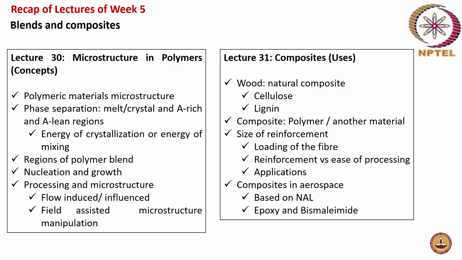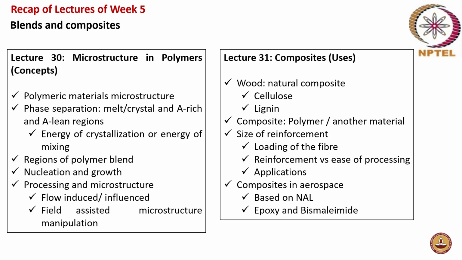And then lecture 31 was on composites. First, the natural composite wood was discussed, where the components of wood, cellulose and lignin, were discussed. This was followed by polymer composites with other materials. And this was followed by size of reinforcement: how size of reinforcement affects the behavior, or how the ease of processing changes with the size of reinforcement, were all discussed.